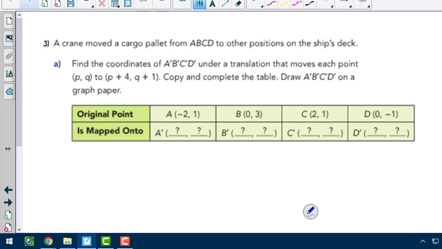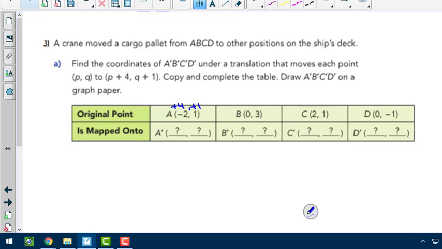Next question. A crane is moved on a cargo pallet from ABCD to other positions on the ship's deck. Find the coordinates of A prime, B prime, C prime, D prime, so the first translation, that moves each point P, Q to P plus 4, so we're going to the right, and Q plus 1, we're going up 1. Copy and complete the table. So it's right here for us. So we're doing plus 4 and plus 1.